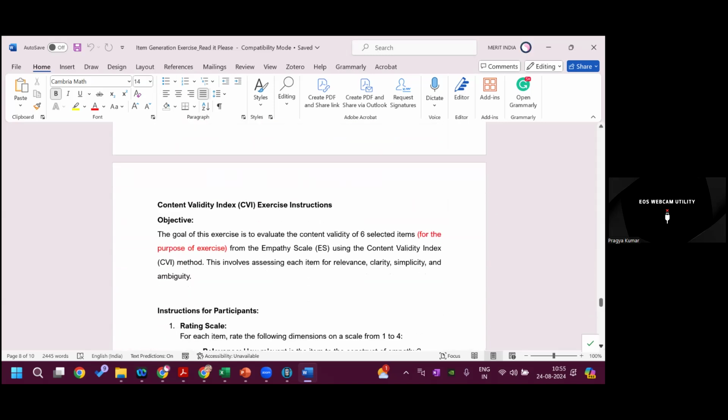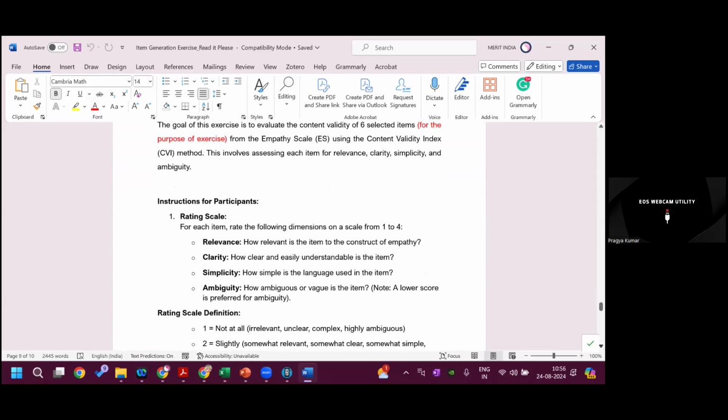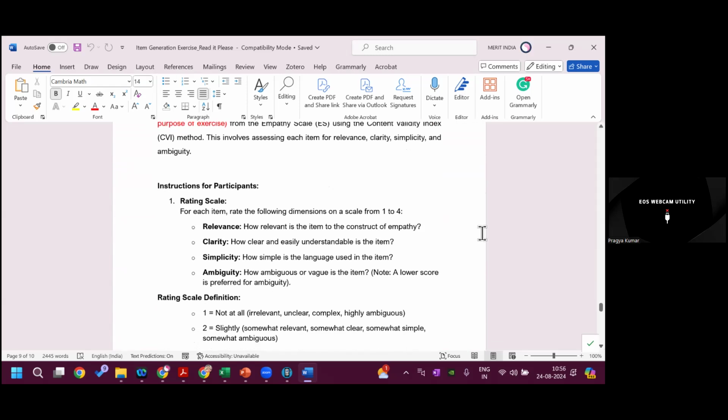Now coming to the exercise, basically we have seen that there are 4 concepts on which you should rate your item. First is the relevance. So if you see the content validity, that is done both subjectively and objectively.